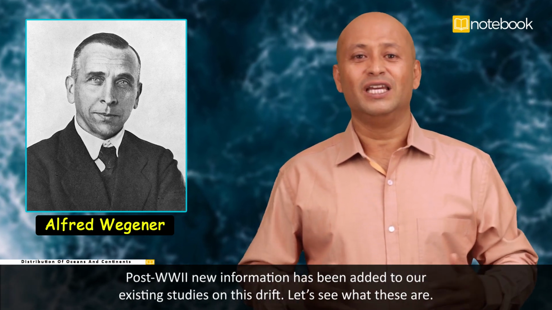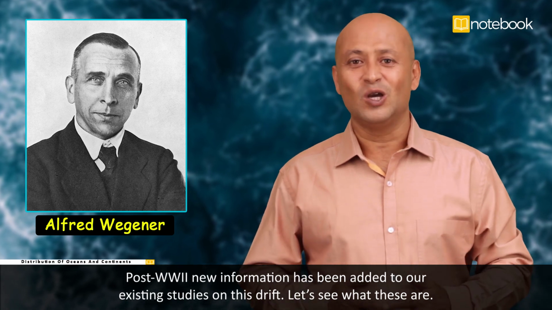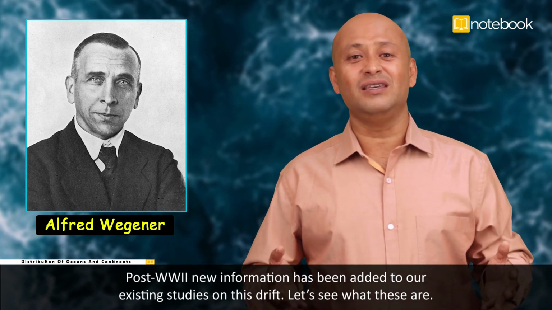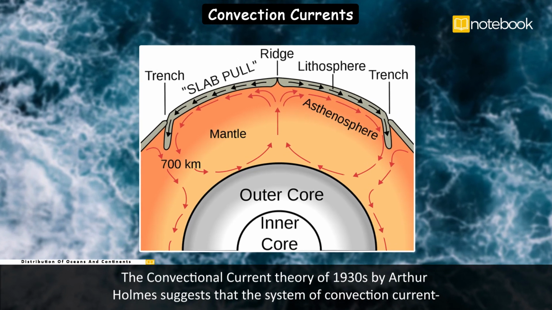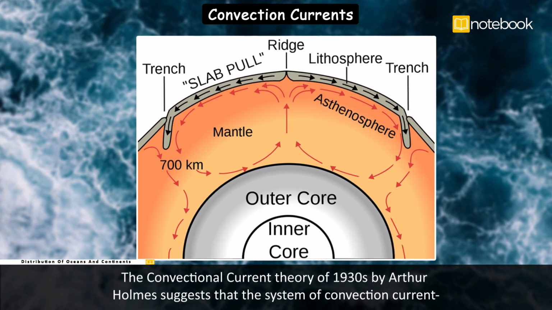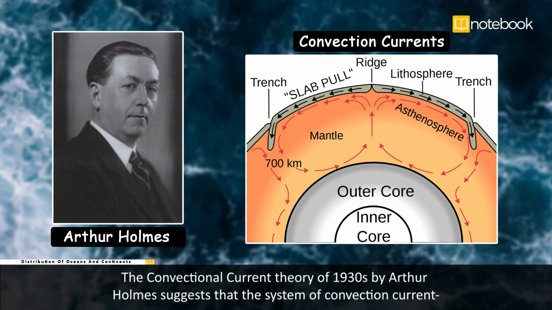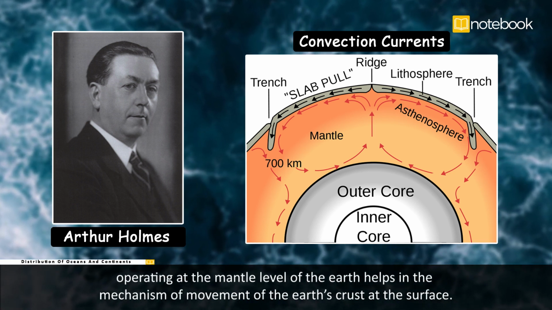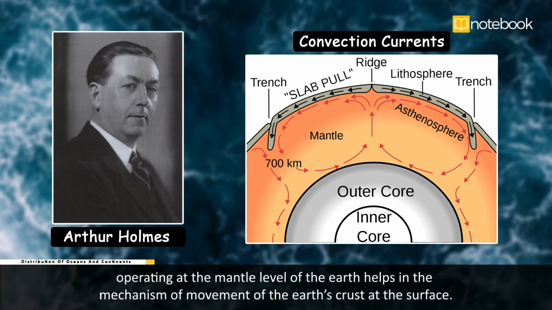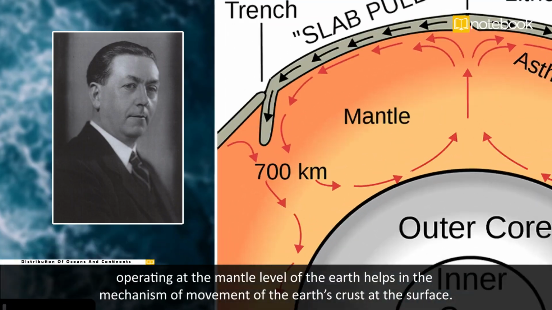Post-World War II, new information has been added to our existing studies on this drift. Let's see what these are. The convectional current theory of the 1930s by Arthur Holmes suggests that the system of convection currents operating at the mantle level of the Earth helps in the mechanism of movement of the Earth's crust at the surface.